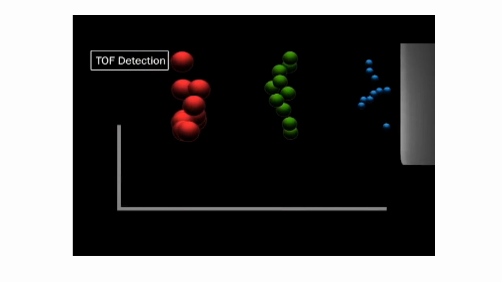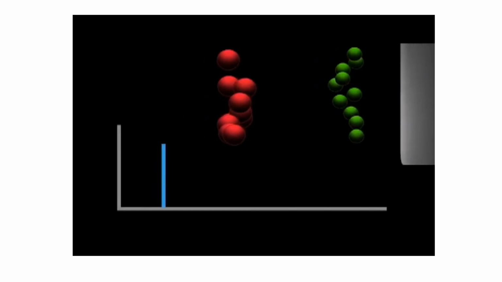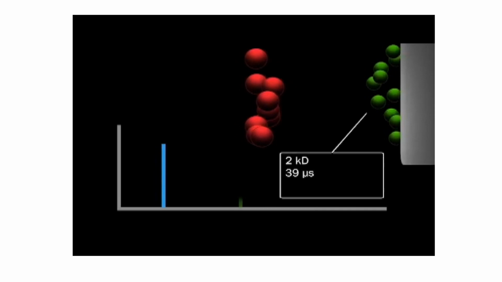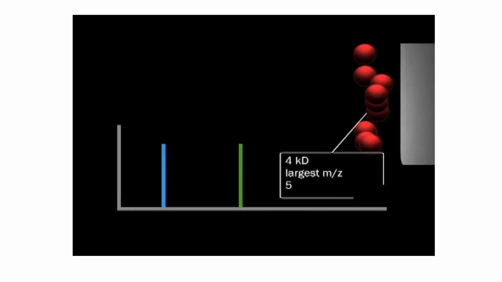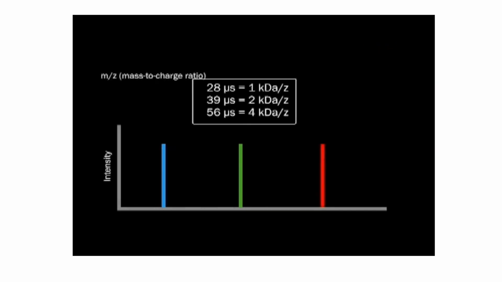The TOF detector then records the time it takes for the groups of ions to travel a certain distance. From our previous examples, for a standard 1.5 meter flight, the smallest ion would reach the detector in around 28 microseconds, the next at around 39 microseconds, and the largest ion in around 56 microseconds. From these times, and the known constant kinetic energy of the electric field, the spectrometer is able to calculate and record the mass-to-charge ratio of each ion it detects.